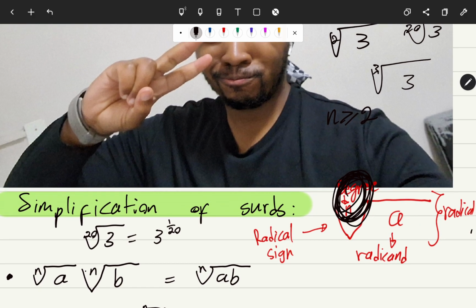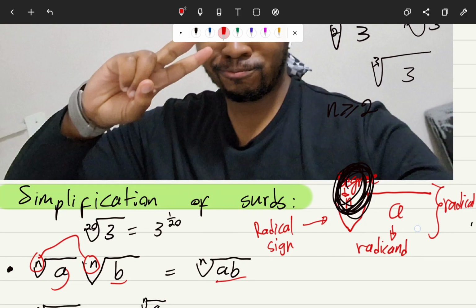The first one here is you have products of 2 radicals. Note that you have the same degrees here. I think that's very important. So if you have the same degrees, you're just gonna multiply your radicands, right? We multiply a and b, and we have the product of a and b, which is ab. And yeah, that's the first law.